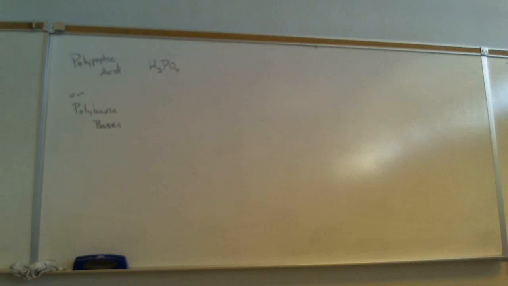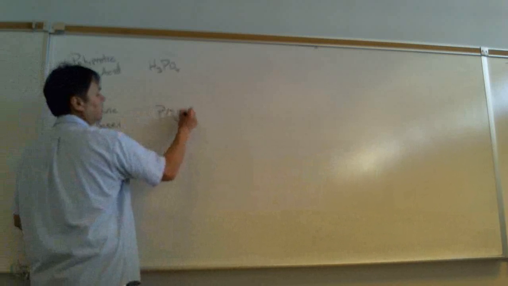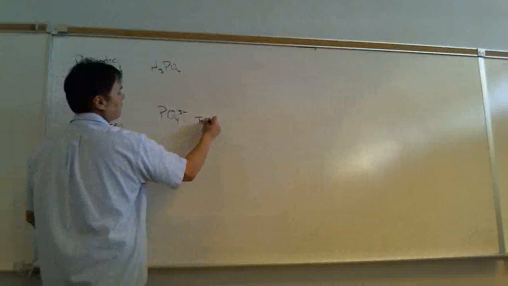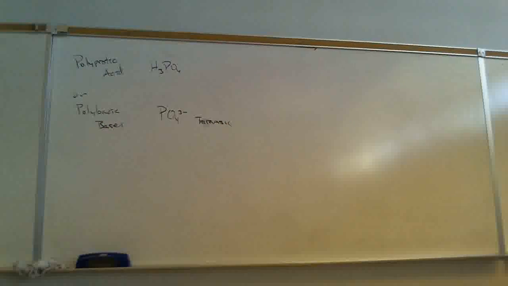But polybasic bases don't have to have more than one hydroxide because when we're thinking about these, we're just thinking about, in terms of Bronsted, being able to accept more than one proton. And so a polybasic base would be something like phosphate. Phosphate is what we call a tribasic base. Why is it tribasic? It's tribasic not because it has 3 hydroxides. It's tribasic because it can accept 3 hydrogens to form H3PO4.